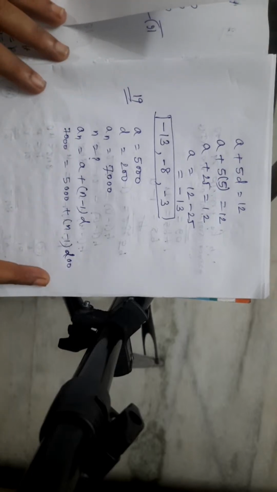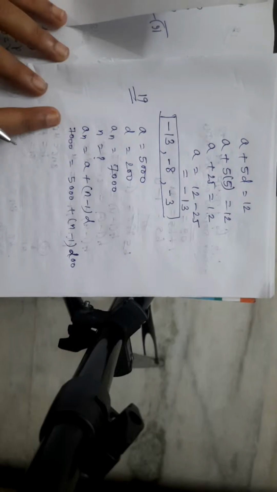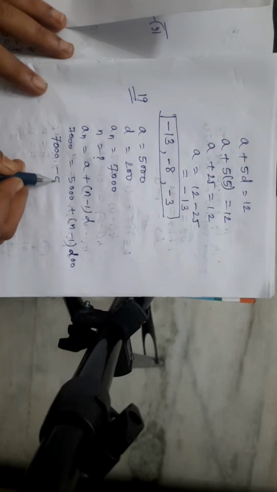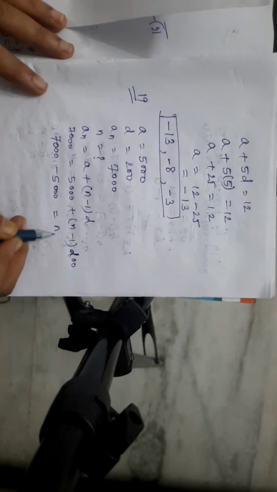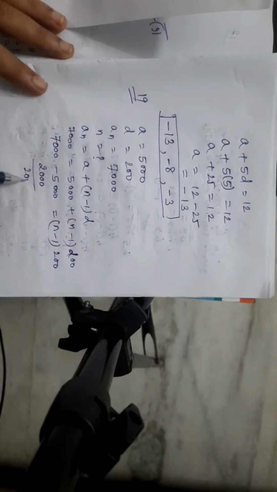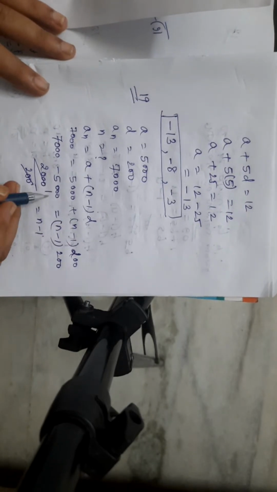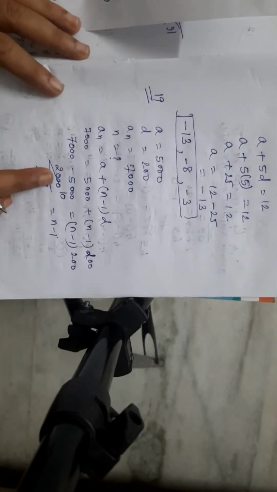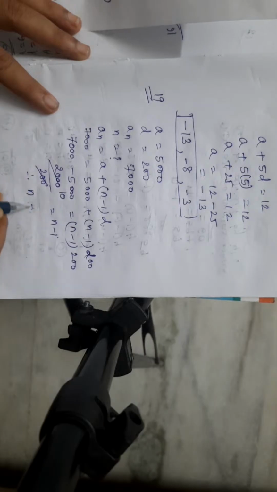So for this kind of question, as I told earlier, first we'll be shifting 5,000. So here shift 5,000 towards 7,000. So 7,000 minus 5,000 is equal to (N minus 1) multiplied by 200. Now subtracting both the values, 7,000 minus 5,000 is 2,000, and shift this 200 into division. 2,000 upon 200 is N minus 1. Now cancel them out. So here N minus 1 is 10. So finally the value of N is 10 plus 1, 11.